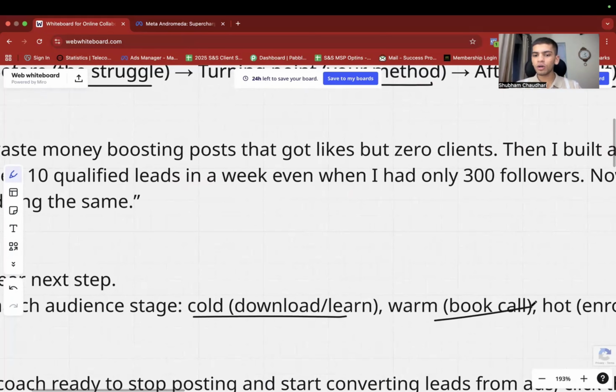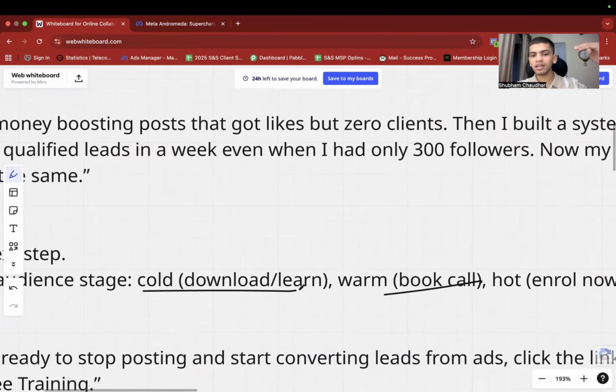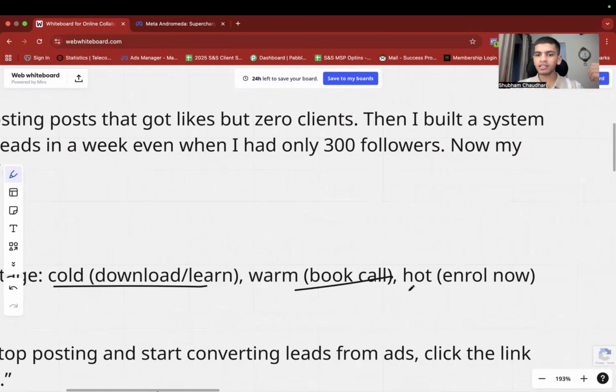Then you book a call. So this book a call is more for a warm audience, right? Because this is the middle of your funnel. In the top of the funnel, you are giving something for free to a cold audience. In the middle of the funnel, you are giving something like book a call, or something which is connecting with you, so that you can give to a warm audience. And if you're selling a course directly, that should be to your hot audience, right? So this is how things work when you are trying to run ads.